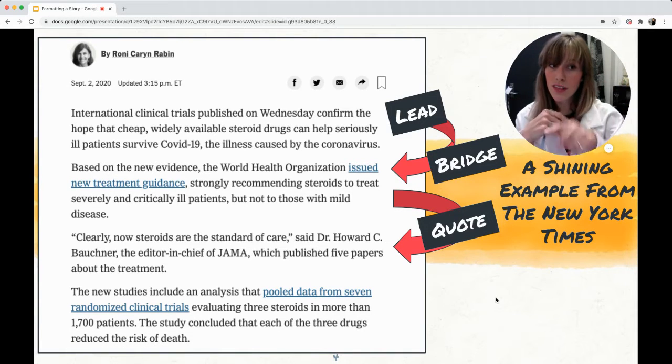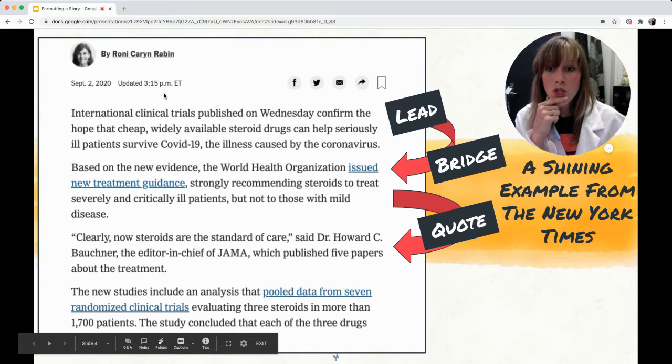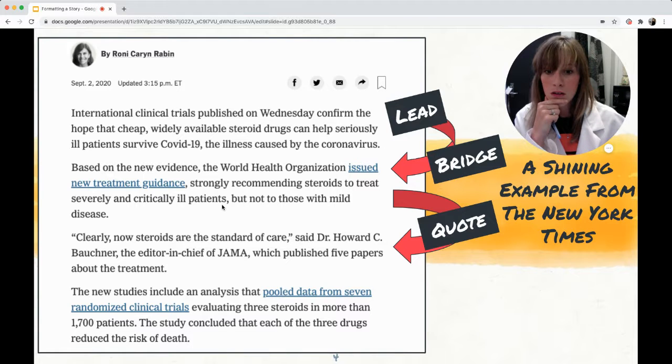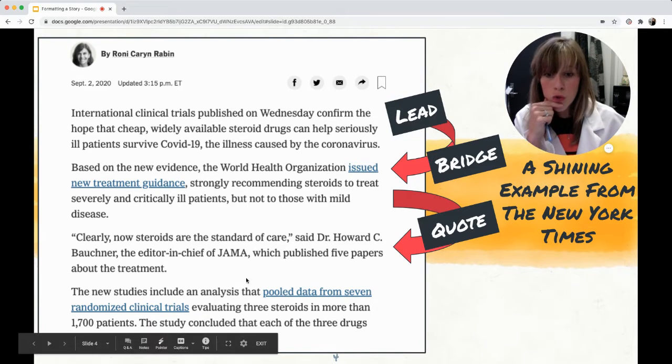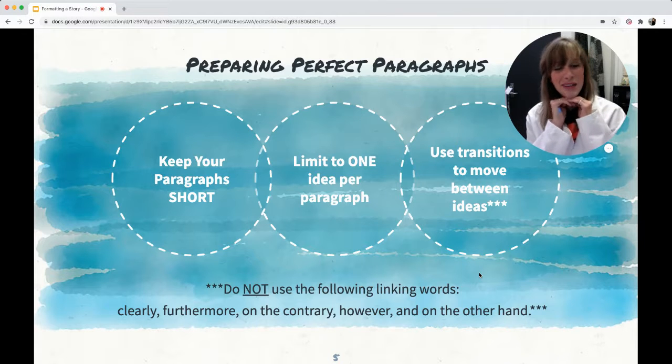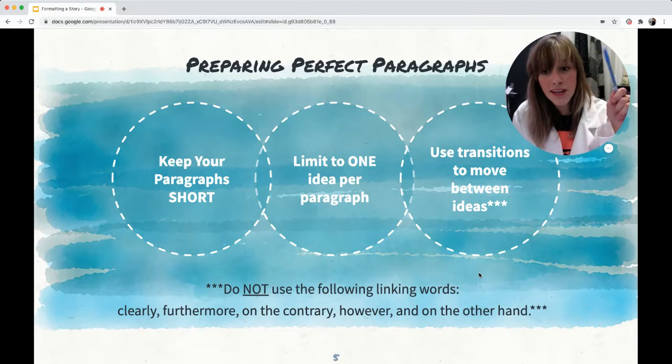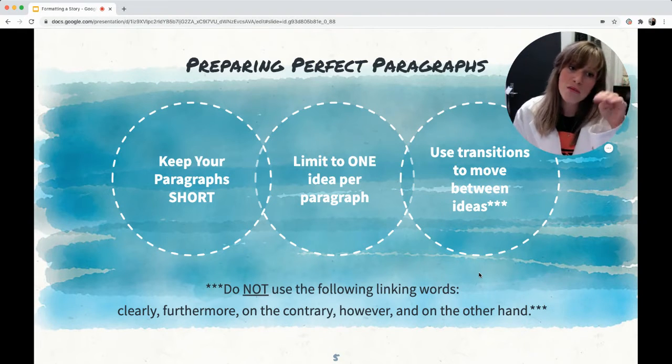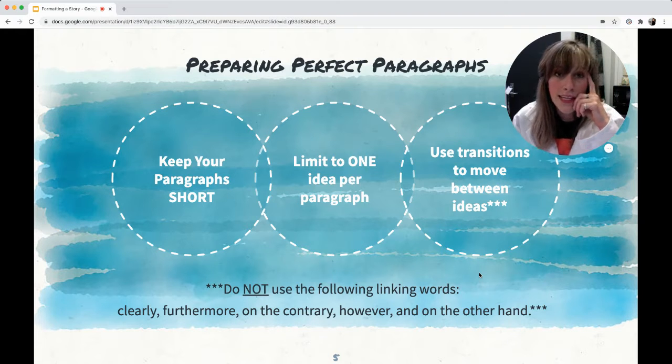Note this while we're on this slide. We have really short paragraphs. Check this out. One sentence, one sentence, one sentence, 2 sentences. Whoa, they're short. They're quick. They're easy to read. They're packed with information. Boom. Okay, so let's talk paragraphing. When you write your paragraphs, you are going to keep your paragraphs short. Be concise. We're going to limit to 1 idea per paragraph, and we're going to use transitions to move between ideas.